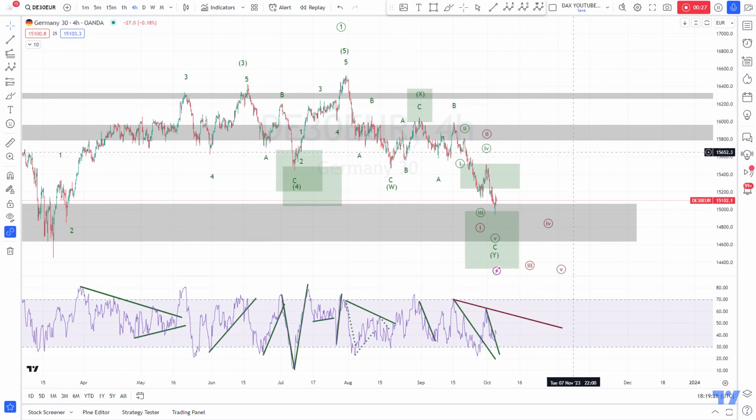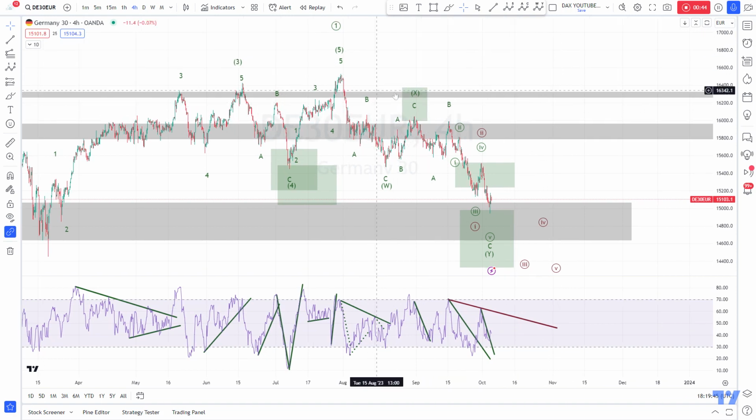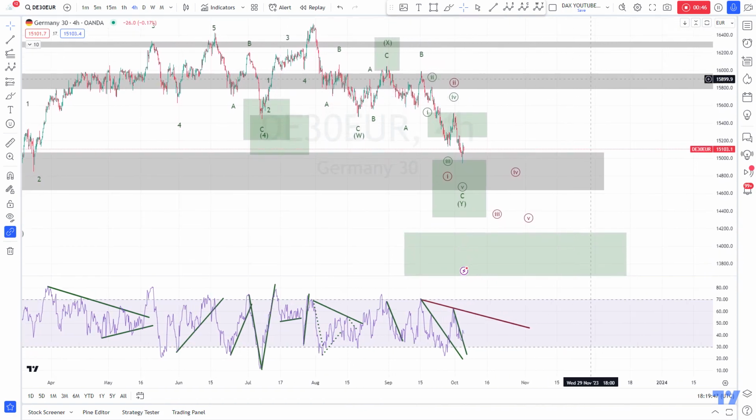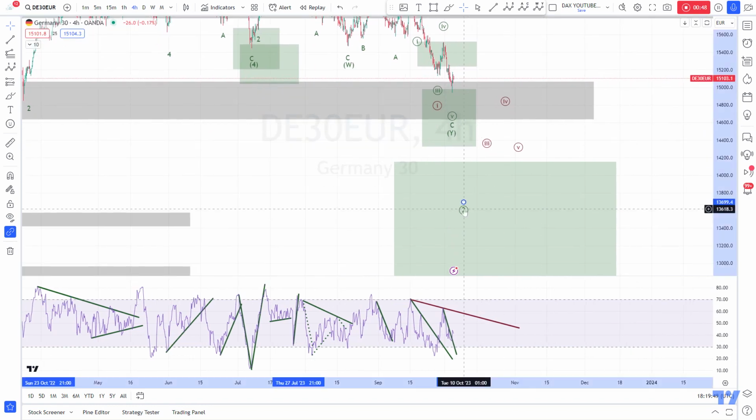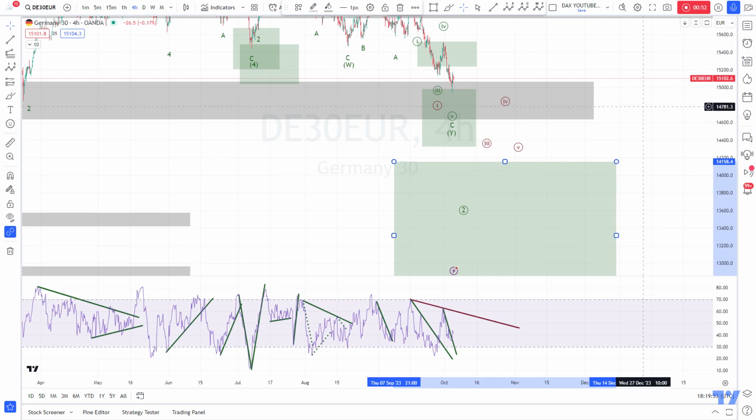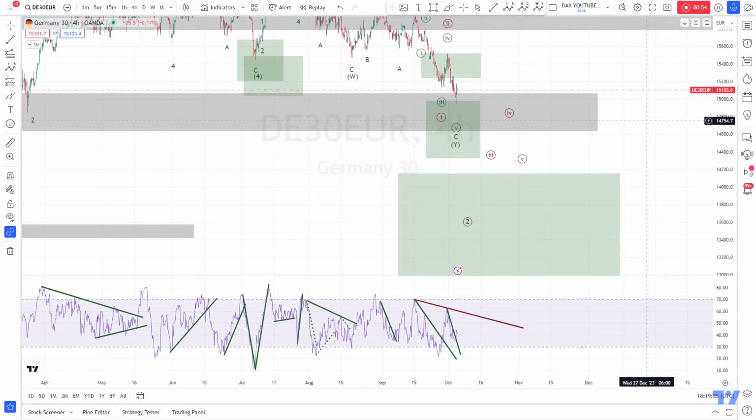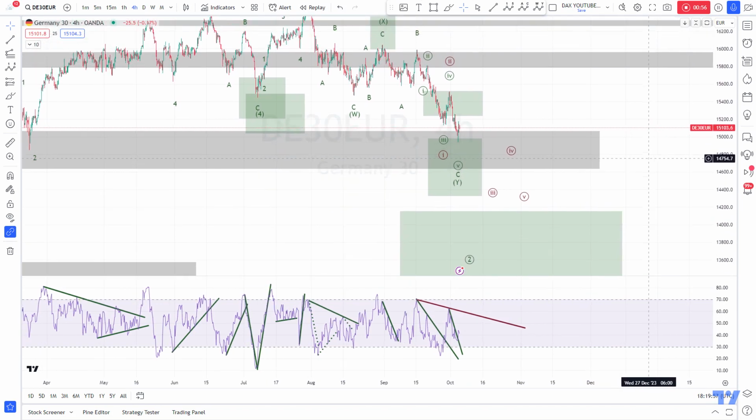GMT. So here we are looking at the 4-hour chart, and my take on the DAX is that we are doing a corrective move here. I believe this here was a wave 1 up, and now we are working on a wave 2. And so actually the wave 2 area is situated here. If you want to have more details on this, please have a look at my higher time frame analysis.